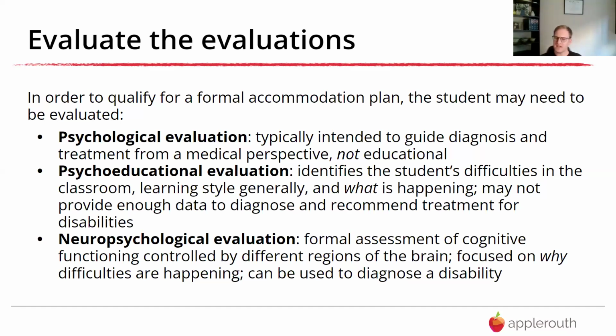And then neuropsych evaluations. So again, focused on why, but more just about how our brain is working, right? So are we producing the correct amount of everything? And is there anything that we can see based on the neuropsych that tells us why these difficulties may be happening?